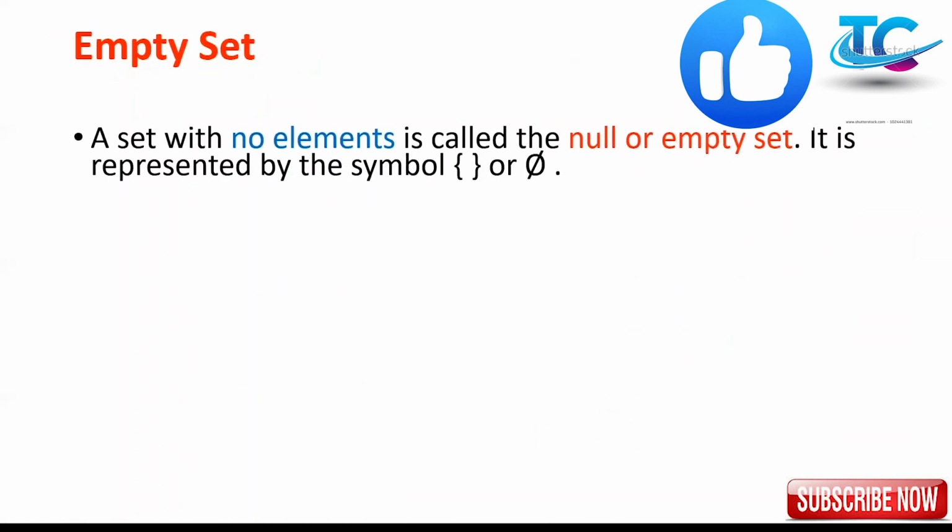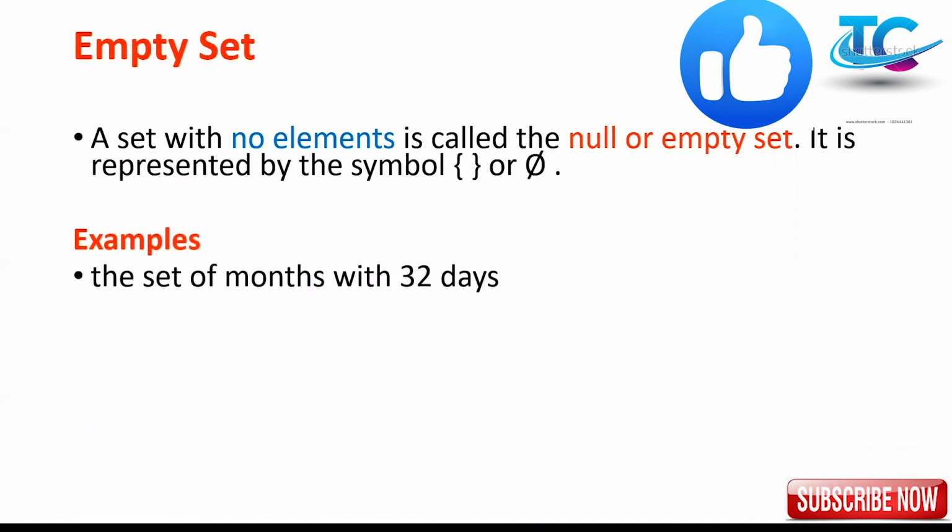A set with no elements is called the empty set or null set, and it is represented by the symbol, those empty curly braces, or ϕ. So let's see some examples for this. A set of months with 32 days. As we know, no month exists with 32 days. So in this case, the set will be empty.